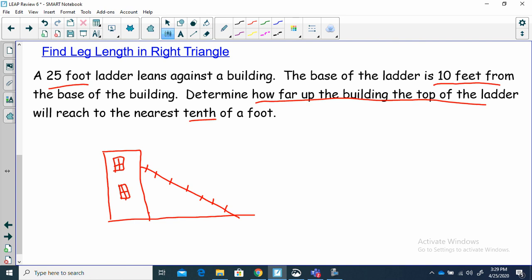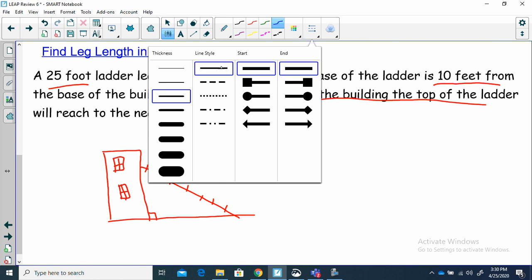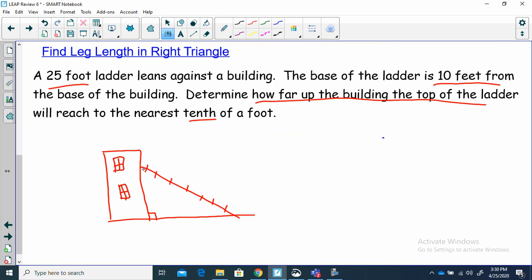And we know that the building should be at a 90-degree angle to the ground. So what we're looking at here, let me put a different color so you can see this, is a right triangle. I'm drawing it in blue. We need to put in what we've got: a 25-foot ladder. The base of the ladder is 10 feet from the base of the building.